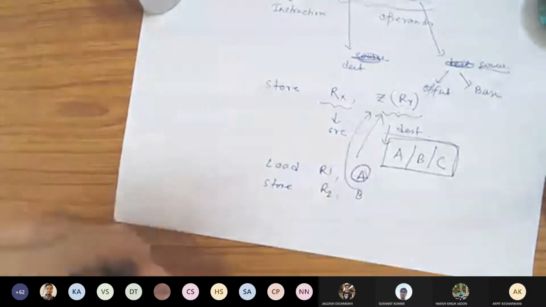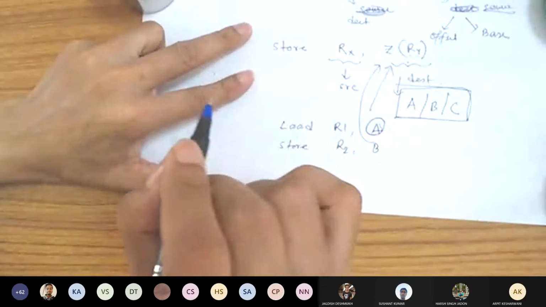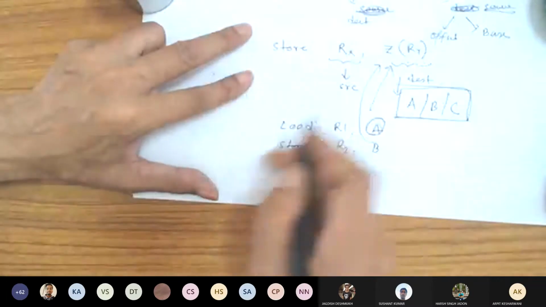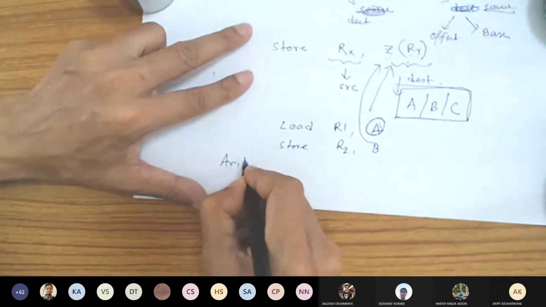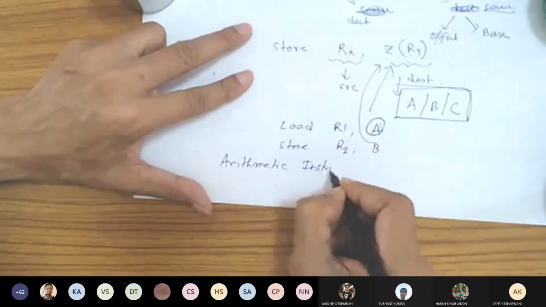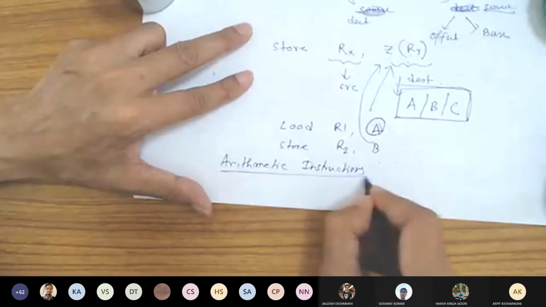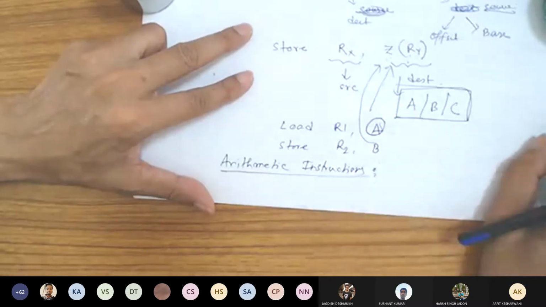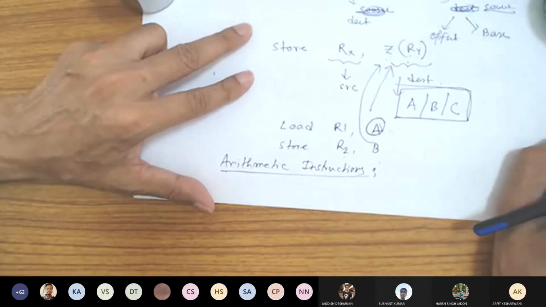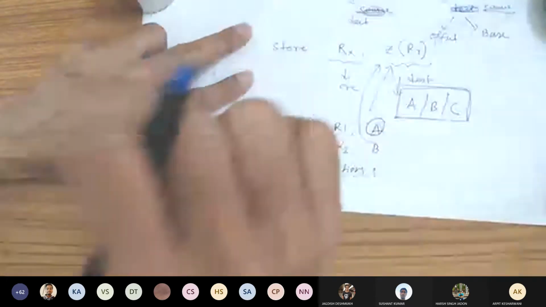Now I shall introduce the arithmetic instruction, and then we will write the program for A equals to B plus C. Arithmetic instructions are very simple. Remember, I told you all operands involved in an arithmetic or logic operation must either be in processor registers, or one of the operands may be given explicitly within the instruction.